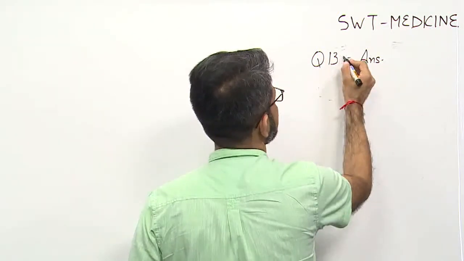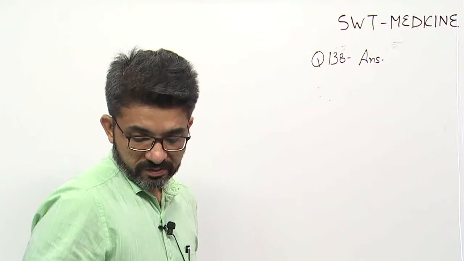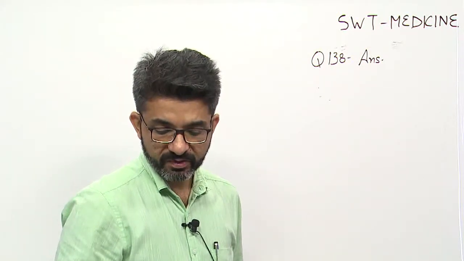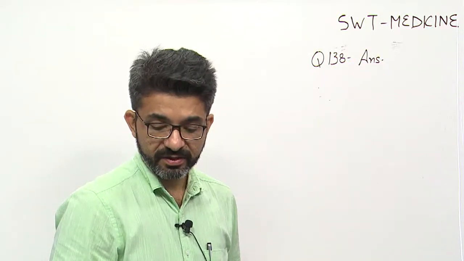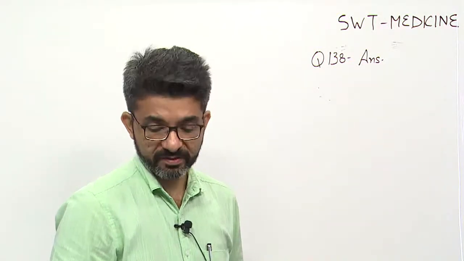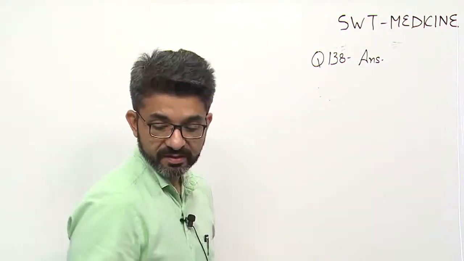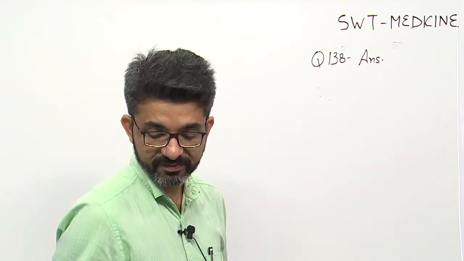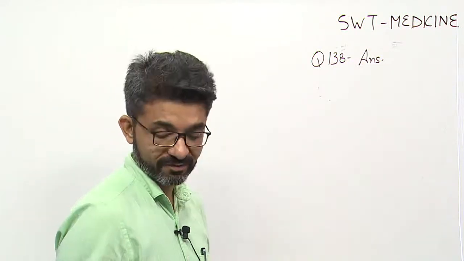Question number 138. This is regarding the culprit vascular lesion and the site of infarct. So, remember, most culprit artery is left anterior descending artery, and most probable site of infarct is A, anterolateral. The answer is A.